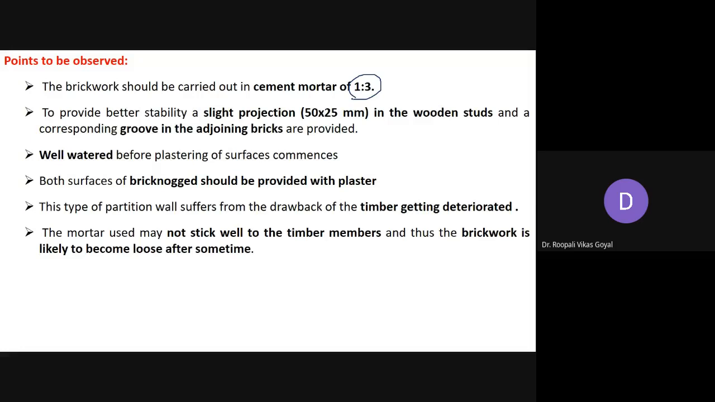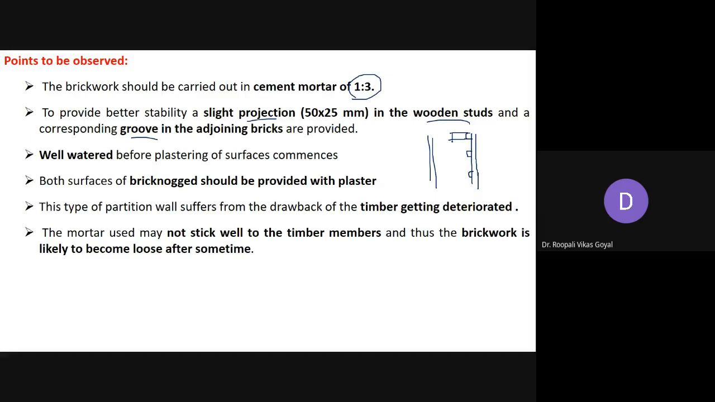Okay, and to provide better stability, there should be a slight projection in the wooden stud and a corresponding groove in the adjoining brick, because you are having these vertical studs. These are the two vertical studs, okay, and in between you have to arrange your bricks. So proper jointing is very essential because these two are different materials. So in the wooden stud you can have a slight projection, and you can provide the corresponding groove in the adjoining brick. So whatever brick you arrange here, provide that much groove in it, so as to have efficient jointing, because these two are different materials.